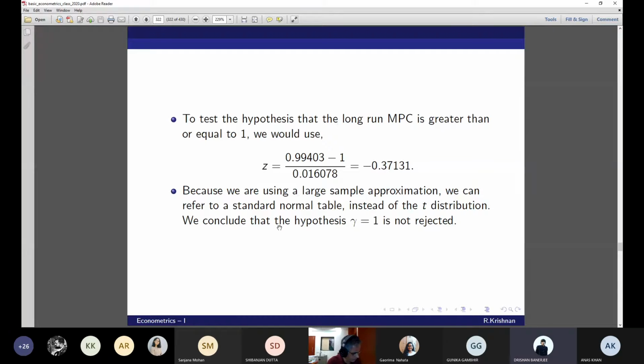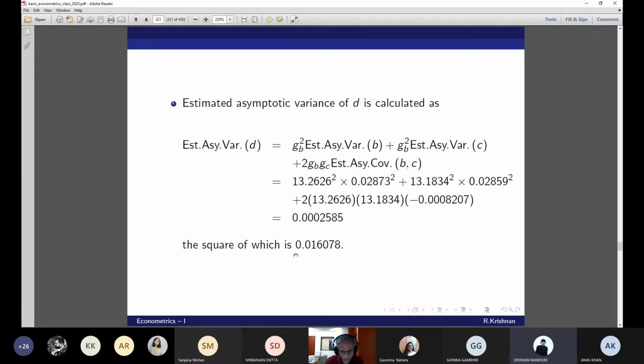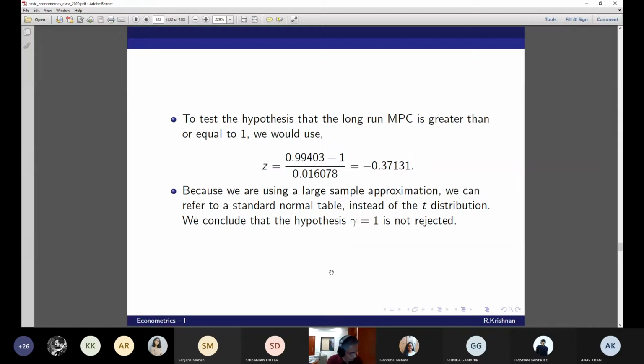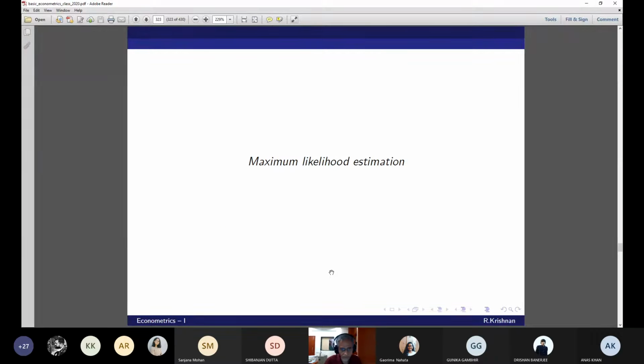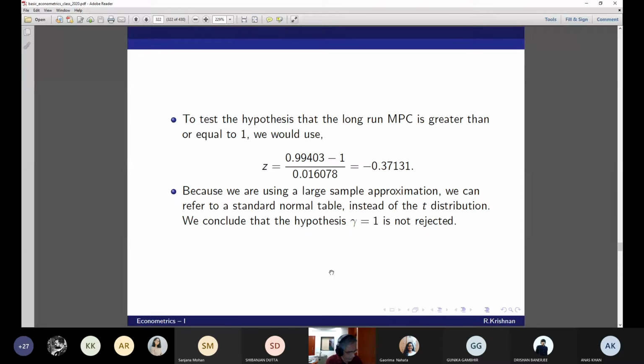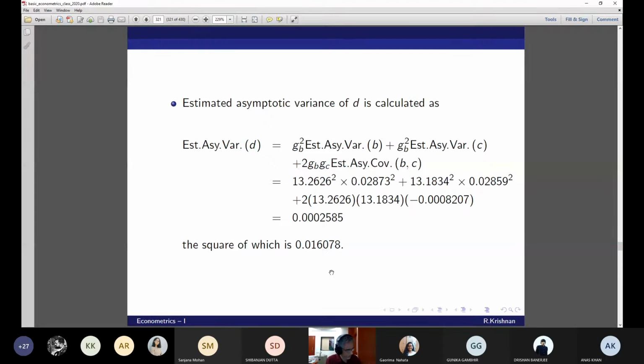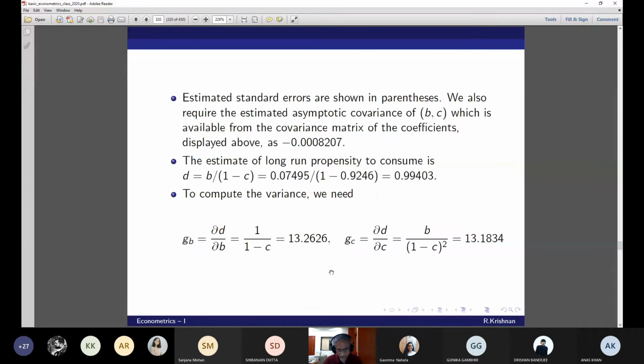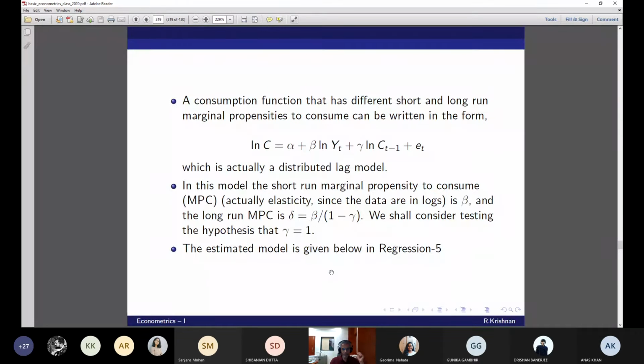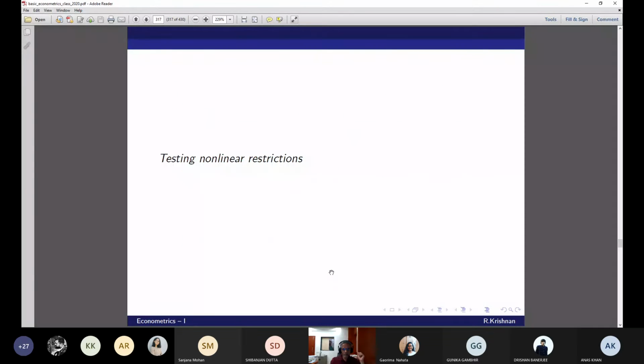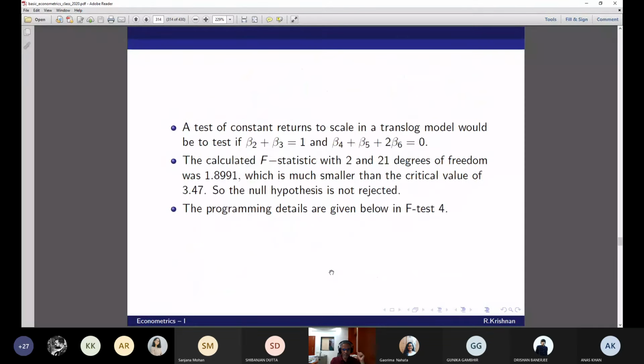Sir, how did we find that 0.016 part? Oh, it's the square. So the programming details are available in your resume. So these are some of the examples. I will send these slides also so that you can sit with it and relate it, except this particular part, 2.2 basic.